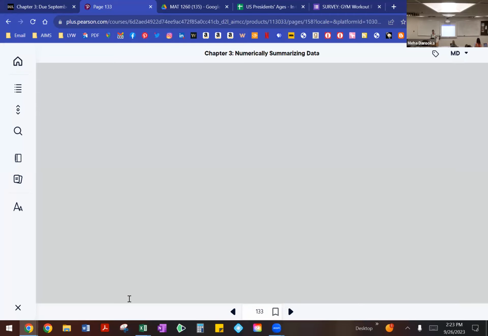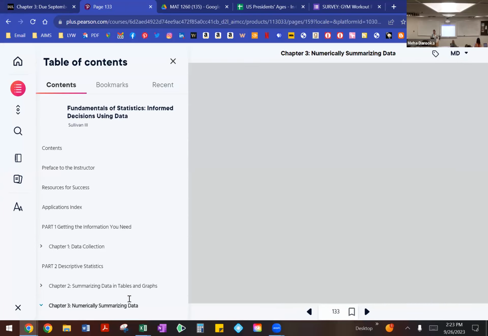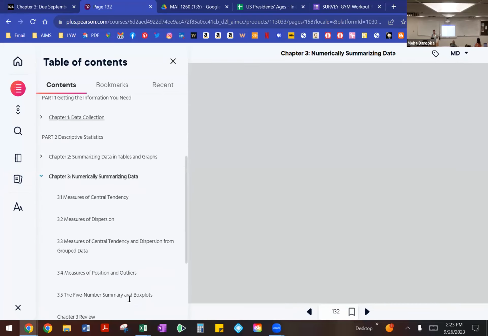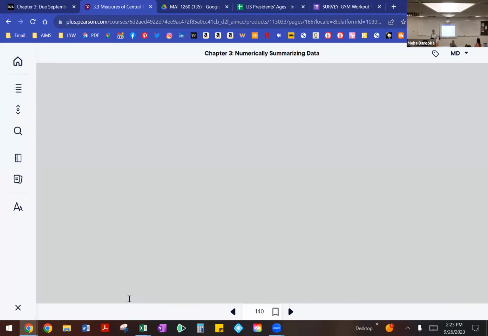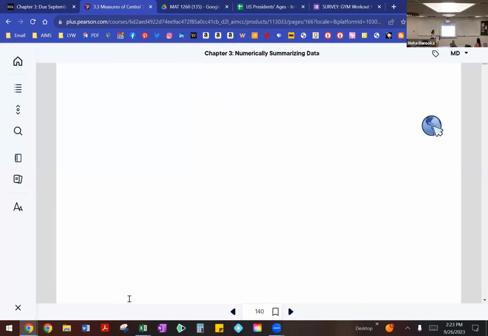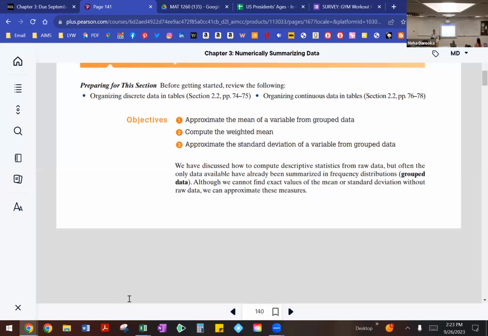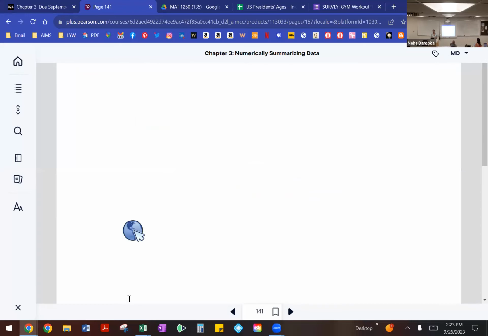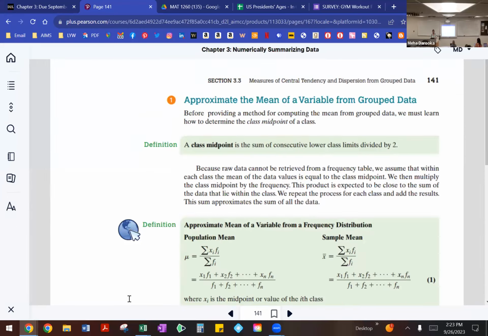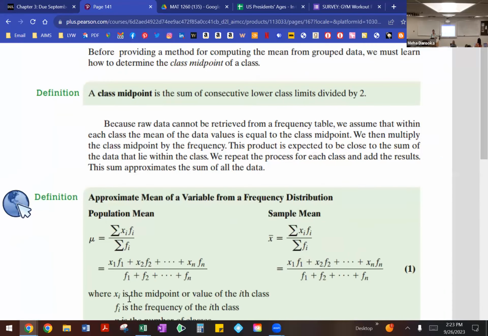Okay, the next thing I wanted to talk about is how you do these calculations if you're looking at group data, because so far what we have done has been single values. That's what 3.3 talks about: when you're working with group data, how to find your measurement. So let's take a look at an example. Remember, group data means you're dealing with those classes that we were looking at.